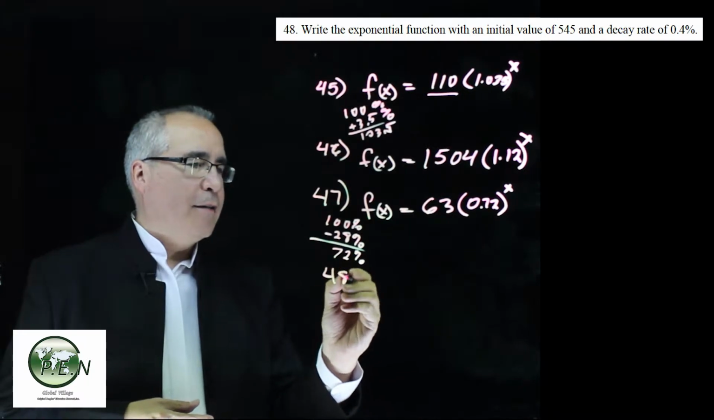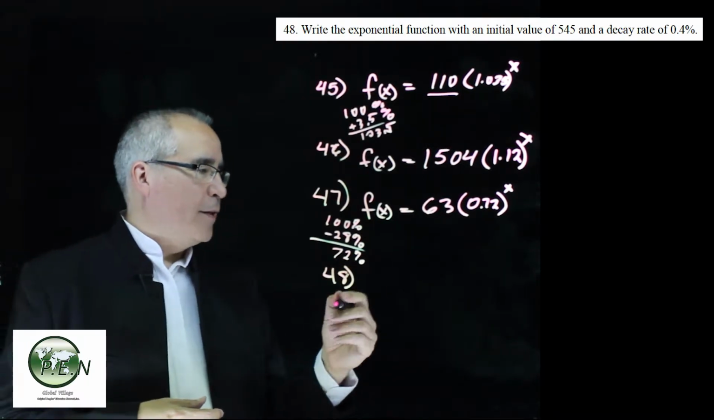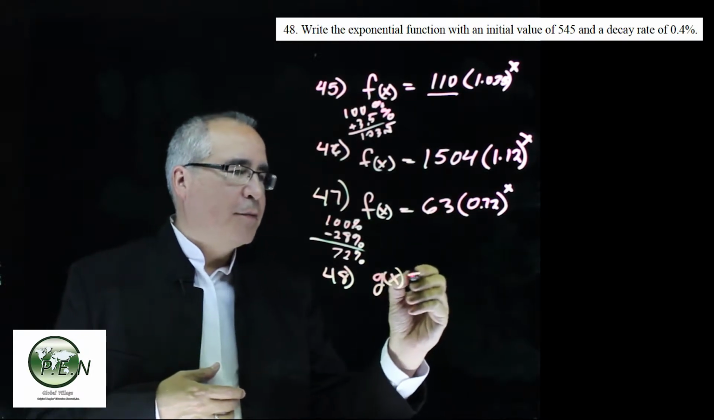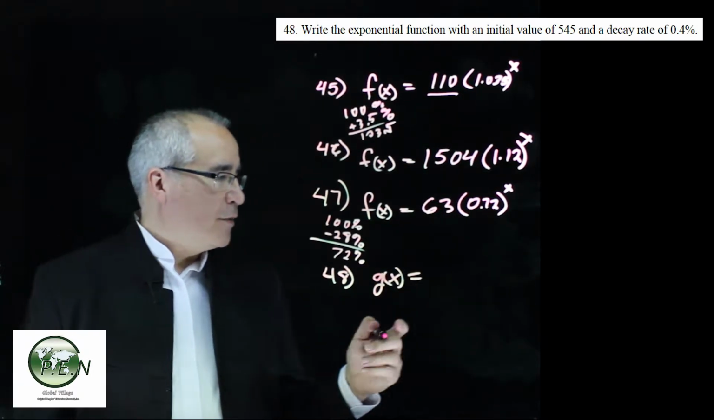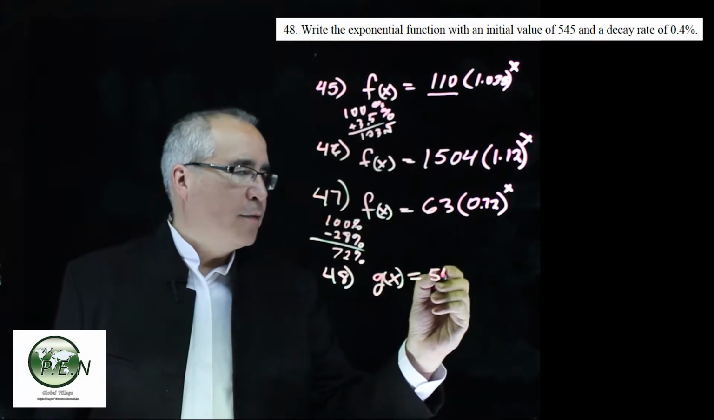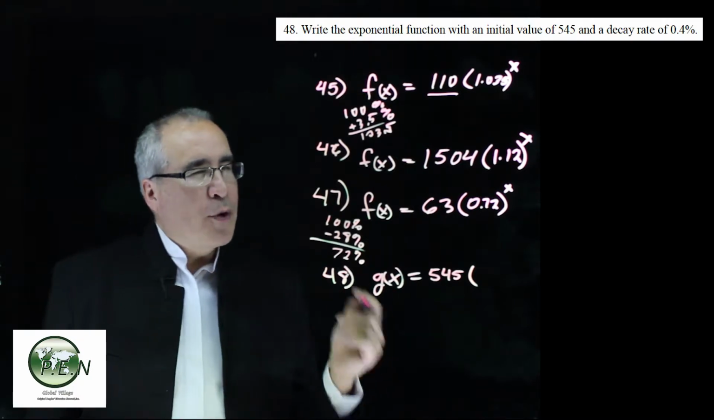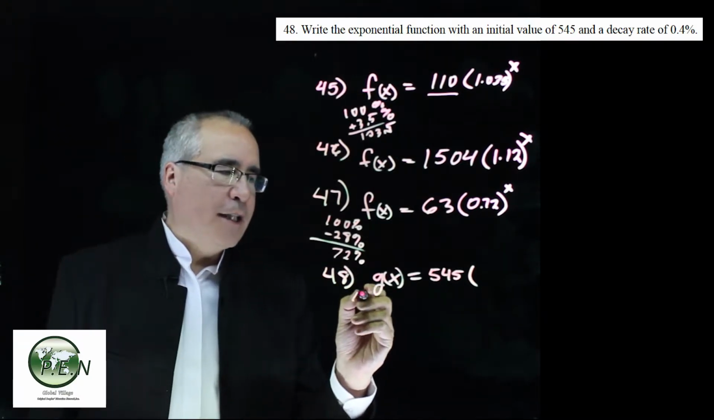48. We've got a function. Well, let's go ahead and go with g of x. Again, whatever they give us we'll use, but just variety. We've got an initial value of 545. That goes in the front. And a decay rate of 0.4%. Now this is a little tricky.